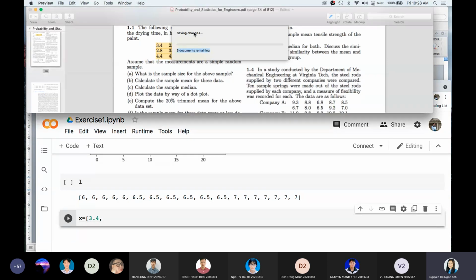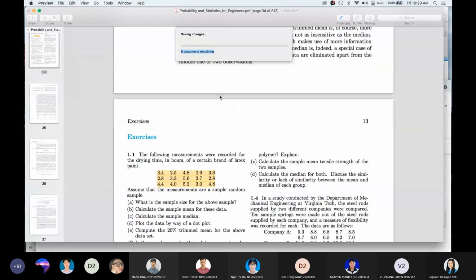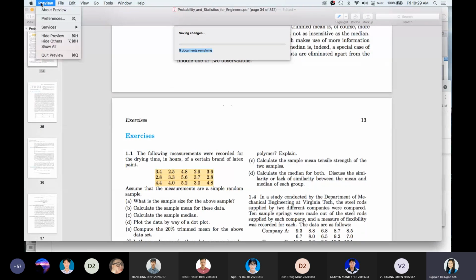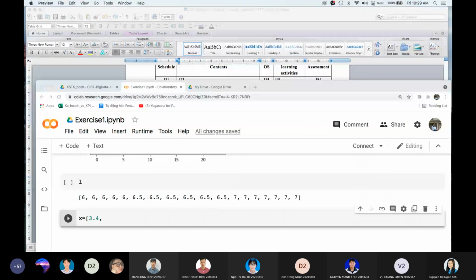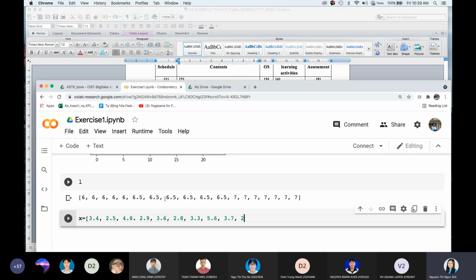3.4. Here, but I think it's wrong. I will see you later because my computer has a problem. 3.4, you see? 2.5, 4.8, 2.9, 3.6, 2.8, 3.3, 5.6, 3.7, 2.8, 4.4, 4.0, 5.2, 3.0, and 4.8.